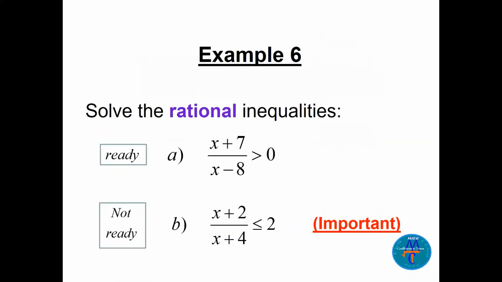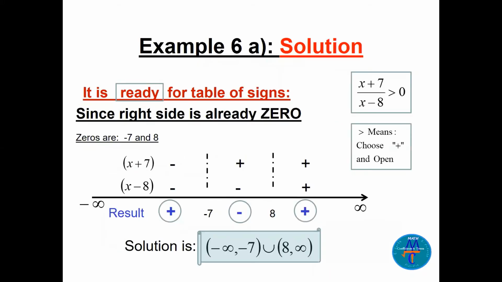Let's see. Example 6 has 2 parts, A and B. The difference between A and B is this. A is ready because we have 0 on the right side. And this is not ready because we have 2 there. That's an important question. So if there is a 2 here, we cannot cross multiply in inequalities. So we have to bring the 2 over and combine the fractions. Let's do the first one, which is easy. If 0 is on the right side, we directly go to make a table.